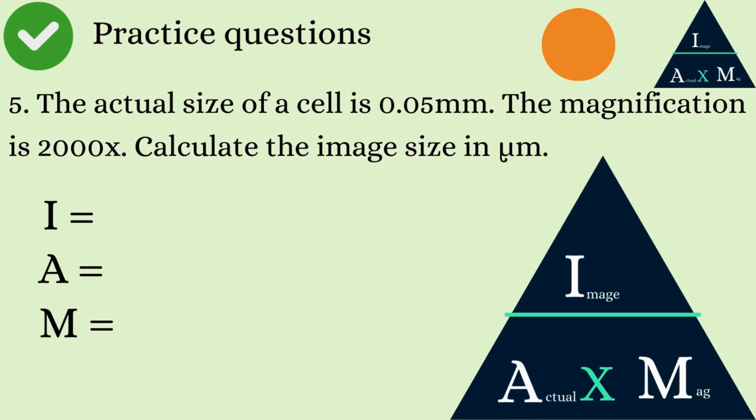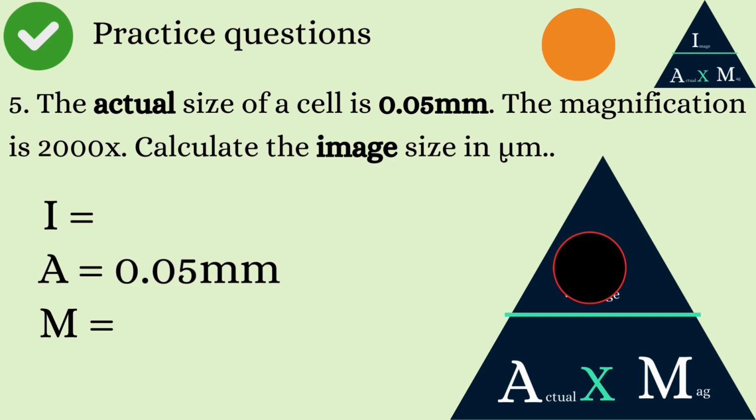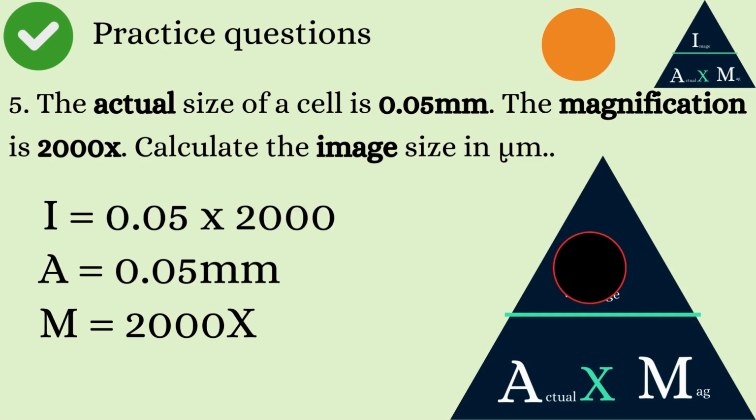Here is another question of a similar style. The actual size of a cell is 0.05 millimeters. The magnification is 2,000 times. Calculate the image size in micrometers. We're calculating the image size, so I'll cover up I. This leaves me with an actual size of 0.05 millimeters to note down and magnification of 2,000 times. Therefore, my calculation will be A times M, 0.05 times 2,000, which is 100.